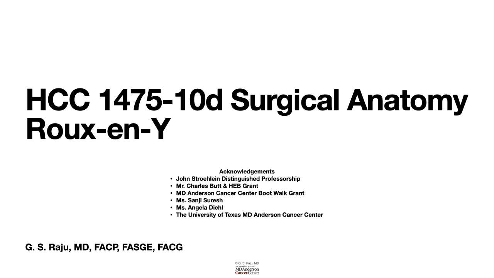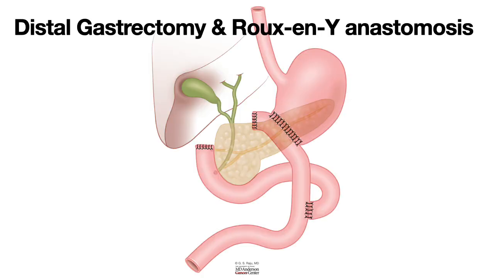Let us talk about altered surgical anatomy. Here, a case of distal gastrectomy with the Roux-en-Y gastrojejunostomy. Here is the anatomy, and I want you to see there are multiple areas of anastomosis and closure of different limbs.